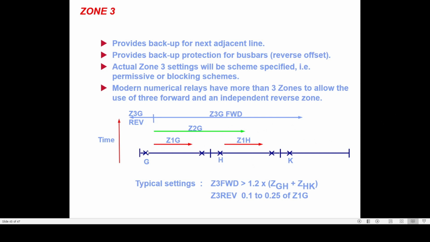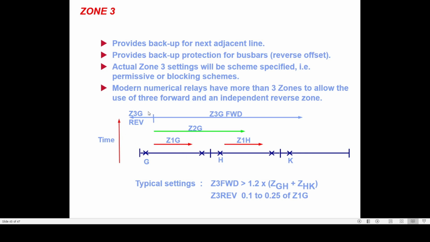Zone 3 is basically, if you are considering the same case, where we have three transmission lines emanating from three substations, substation G, substation H, and substation K, and the zone 3 at substation G will be the impedance of the transmission line GH plus the impedance of the transmission line HK times 1.2. This is your zone 3 in the forward direction. Here one more thing is shown. This is zone 3 of reverse direction.